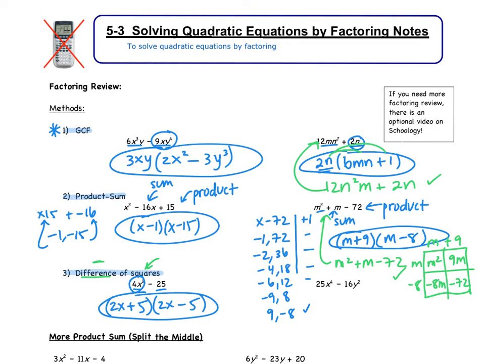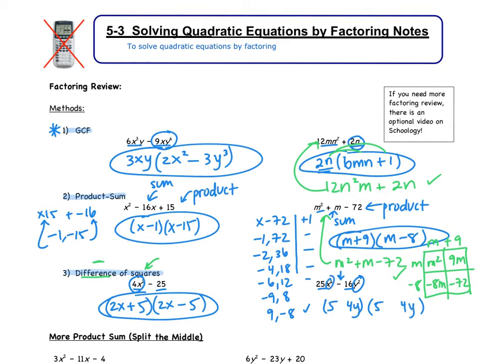The problem to the right, 25, 16, those are perfect squares. Again, it's a difference. As soon as you have addition, that's no longer this kind of factoring anymore. This is only when you're subtracting. So 25 again is 5 times 5. 16 is 4 times 4. Now we have y squared. That's y times y.